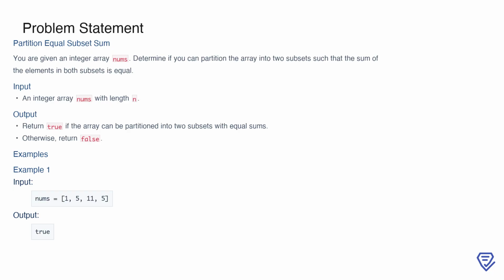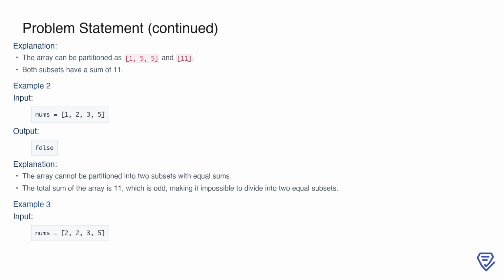For example, if the input array is [1, 5, 11, 5], the answer is true because it can be partitioned into two subsets with equal sums. To explain the first example, the array [1, 5, 11, 5] can be split into two subsets, [1, 5, 5] and [11]. Both of these subsets have a sum of 11, which meets the condition for a valid partition.